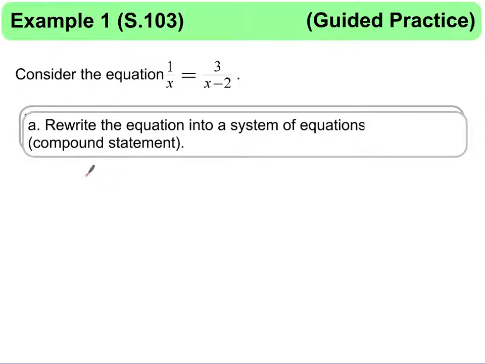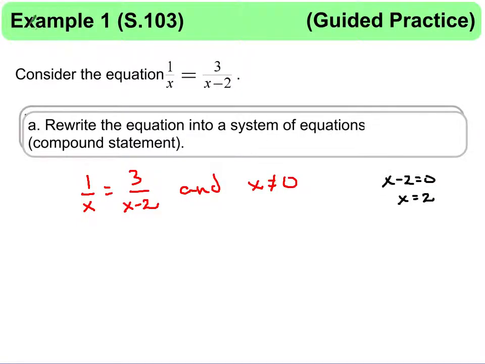And so if we write our compound statement, we would just leave the 1 over x equals 3 over x minus 2 alone, write the word and. Now if we want this denominator to go to 0, all we have to do is place a 0 there, so x cannot equal 0. This one we would actually solve. So on the side we would say x minus 2 equals 0, and note that if x equals 2, then I'm going to have a 0 in this denominator, so x can also not equal 2.